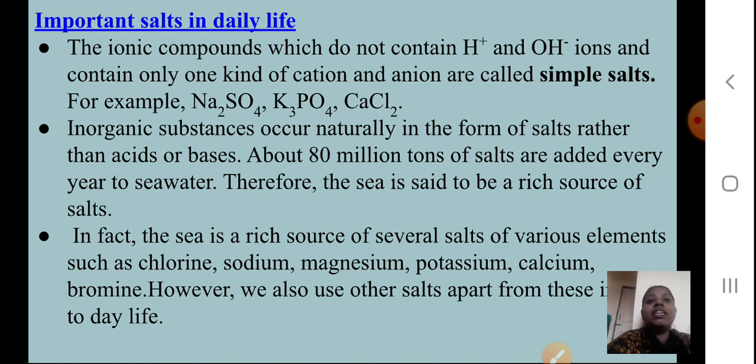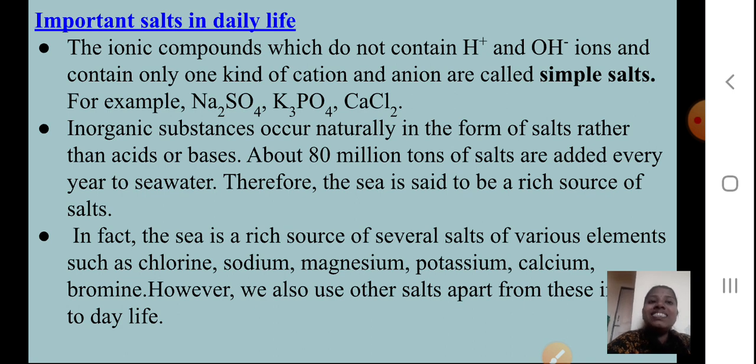We cannot just say they are ionic compounds, but we can say they are ionic compounds without H+ and OH- ions. We can say it in this way. Inorganic substances occur naturally in the form of salts rather than acids and bases. So inorganic substances are neither acids nor bases. You will not get them in the form of acids or bases; you will get them in the form of salts.